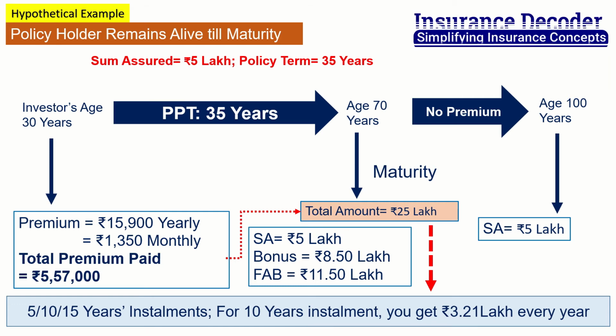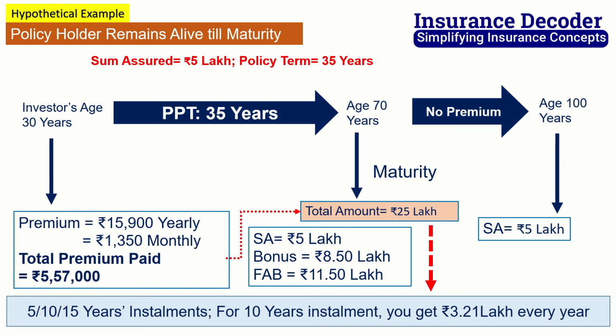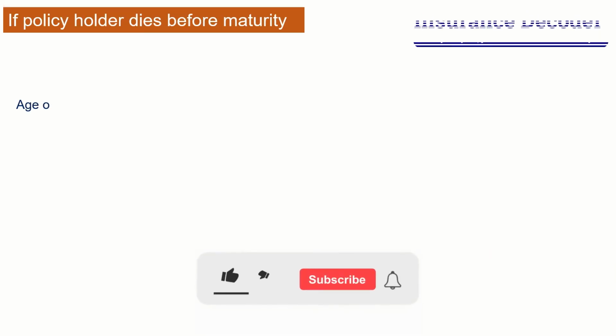If he does not die by the age of 100, then when the insurance holder reaches 100 years of age, the insurance company will pay him 5 lakh rupees, and the policy will stop. So this is how this policy will work. Now we take an example: what happens if the policy holder dies before the maturity of the policy.